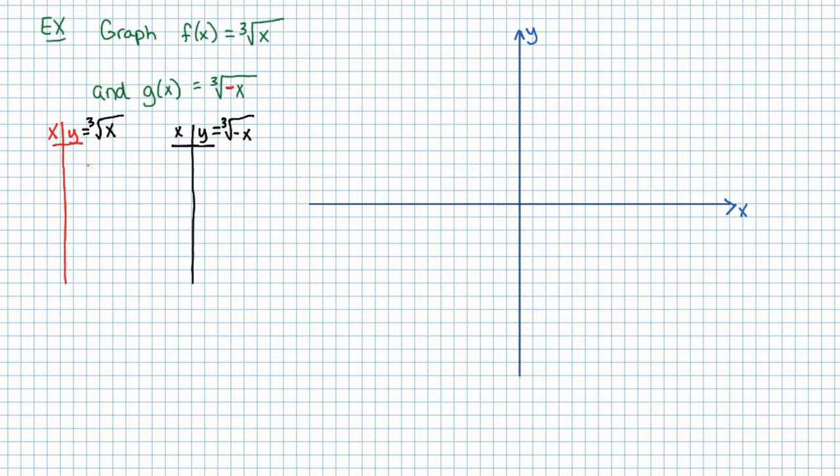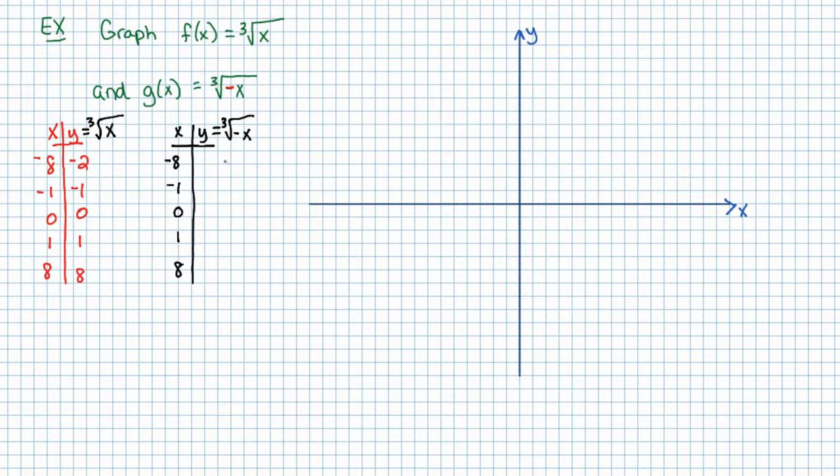All right, I'm just going to plug in values that I can easily take the cube root of: negative 8, negative 1, 0, and then positive 1 and positive 8. And I'll use the same values over on the other one here: negative 8, negative 1, 0, 1, and 8. Now, the cube root of negative 8 is negative 2, the cube root of negative 1 is negative 1, then 0, 1, and 2.